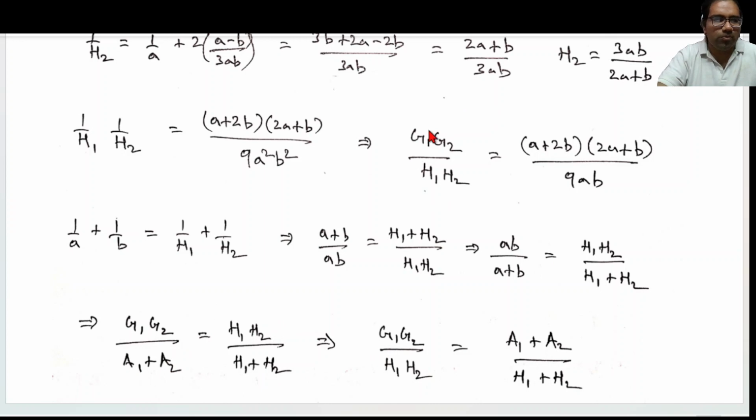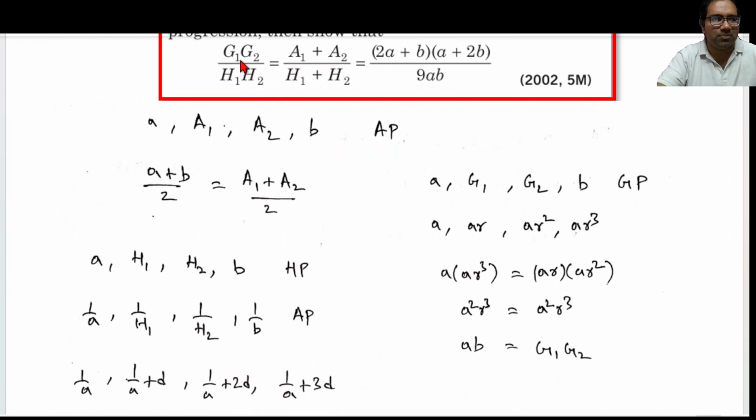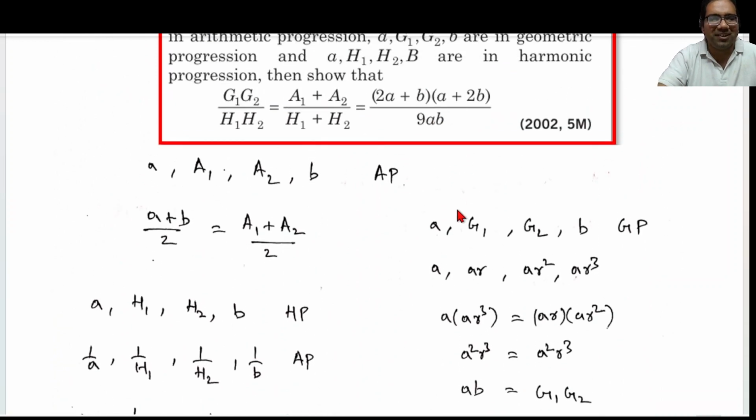Right. We already proved G1 G2 by H1 H2 is this one. The first and third terms we have already proved. Now the middle term also we have proved: G1 G2 by H1 H2 equals (A1 plus A2) by (H1 plus H2). Right. From this we are getting this. So basically what does that mean? This equals this, which is what the question is about. First term, second term and third term, all three terms we have proved.